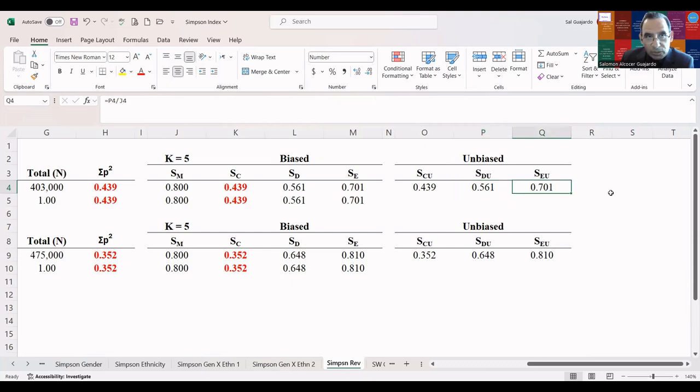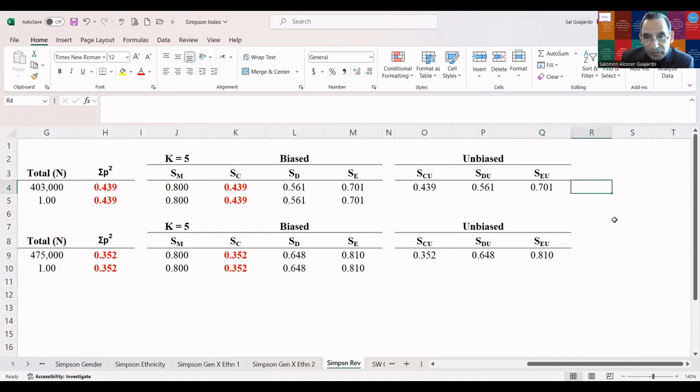Again, the unbiased standardized score is going to be the 0.561 divided by the maximum, 0.80. That's going to be the unbiased standardized score, 0.71. And again, that means that the department obtains 70% of the maximum possible score of 0.80.